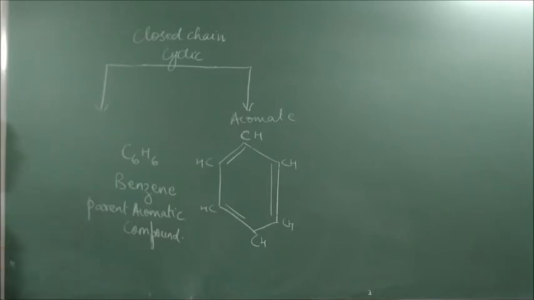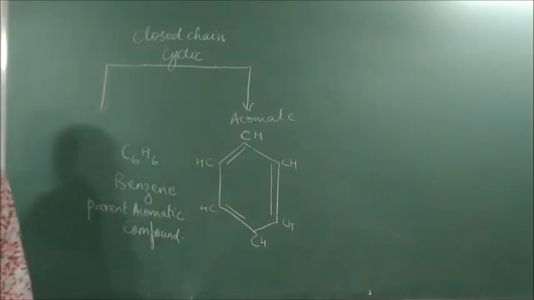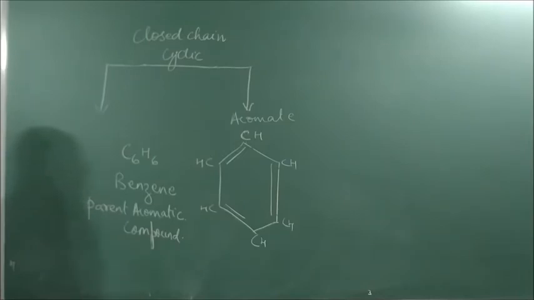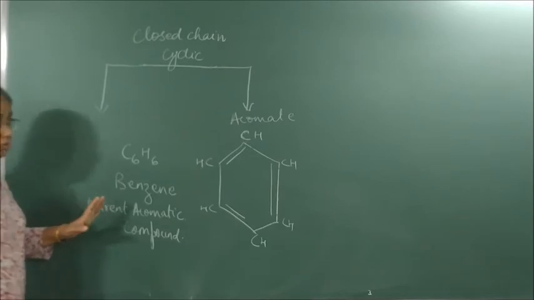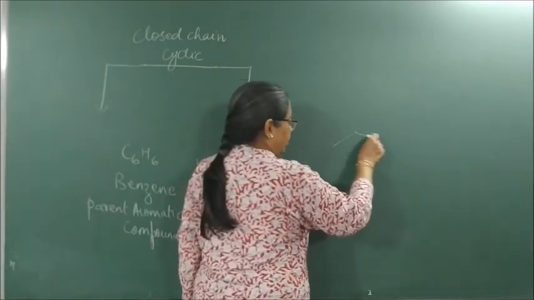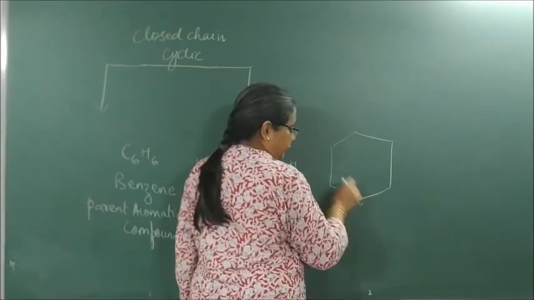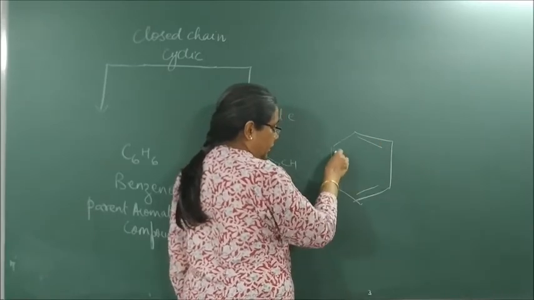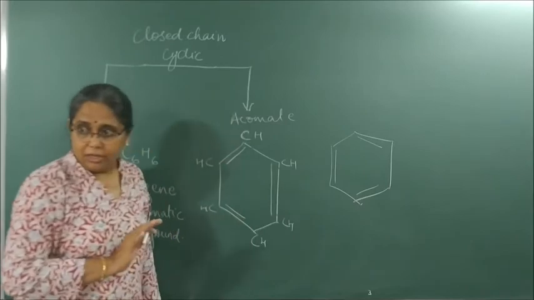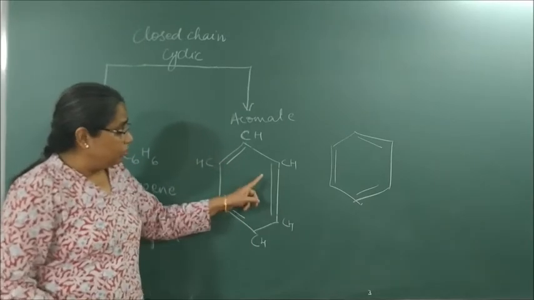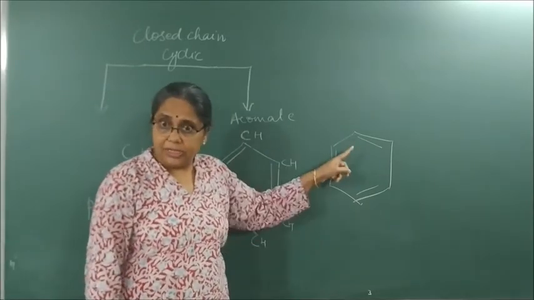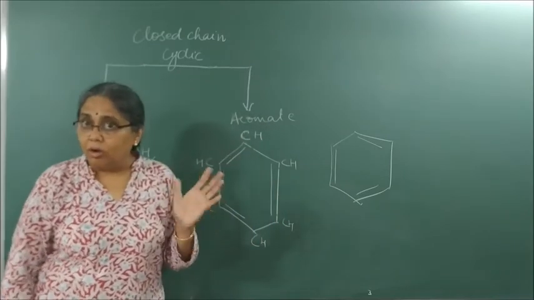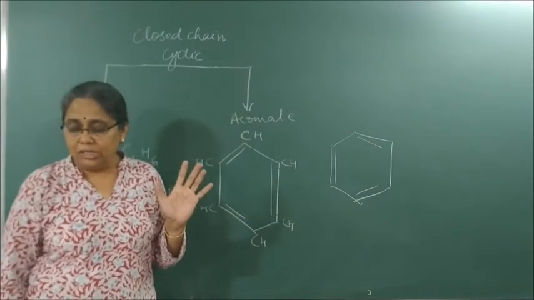The parent aromatic compound is called benzene. Remember, what should be in benzene? Alternate double and single bonds. Fine. Now this is also benzene. See, I started from the left: alternate double, single, double, single. This is also benzene. Any ring with these bonds is benzene, but it should have alternate double and single bonds.